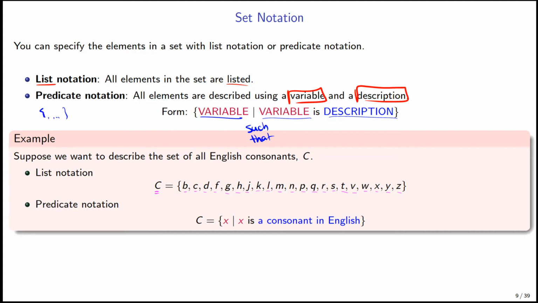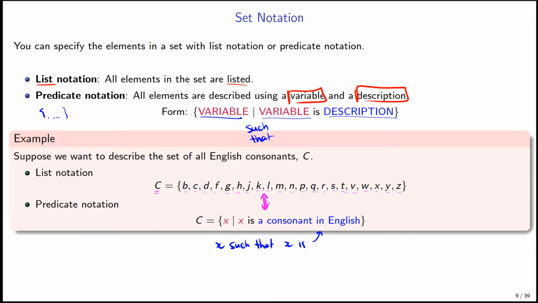If we want to talk about the English consonants, why don't we just build a set based on the description? So here's another way we can write this. We can say C is the set of X such that X is a consonant in English. So these two sets that we wrote are exactly the same thing. In list notation, we write out all the elements one by one. In predicate notation, we just give it a description. These are the set of things X. Whatever X is, it's just a variable. And whatever that variable is, it's a consonant in English.